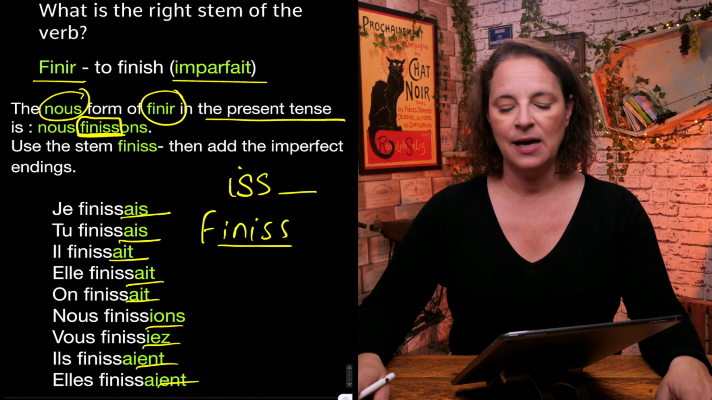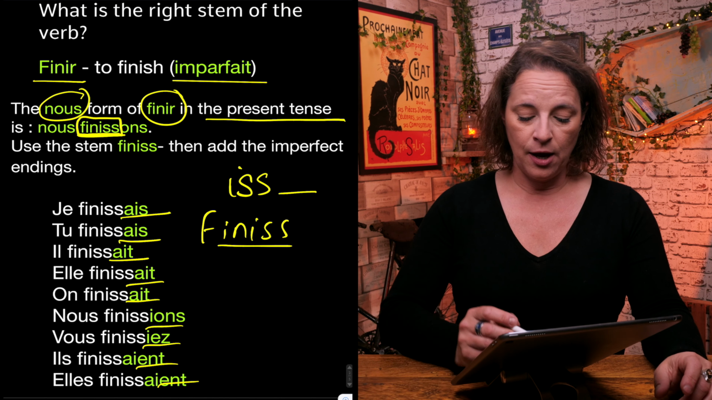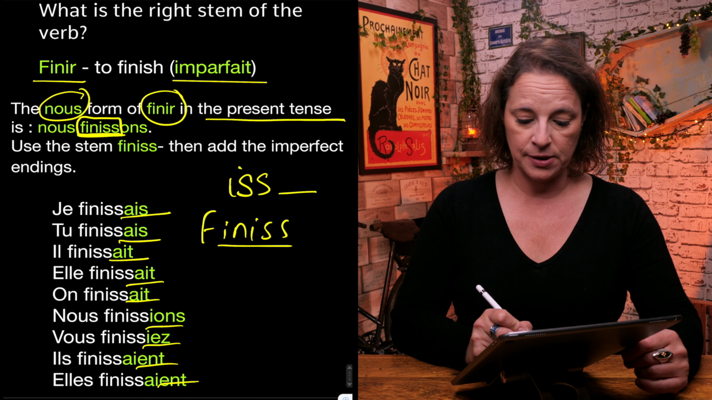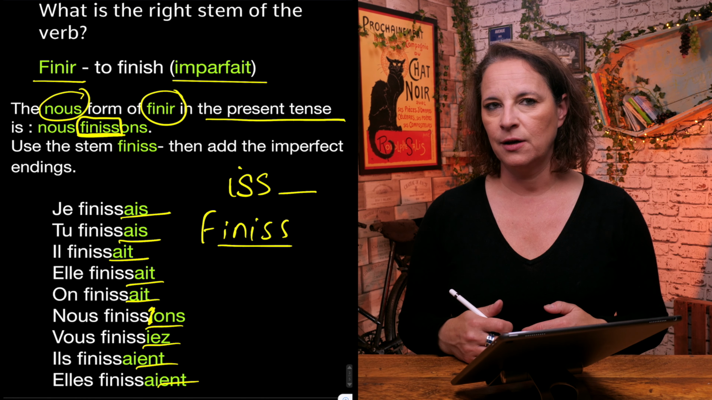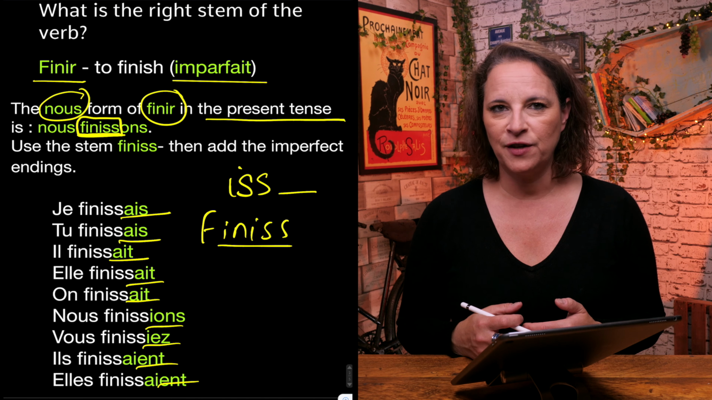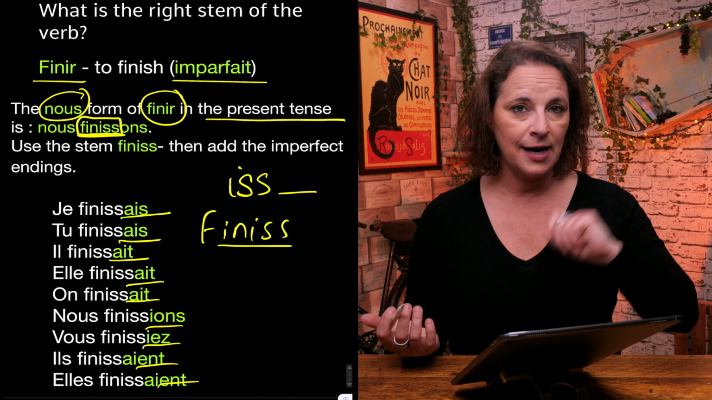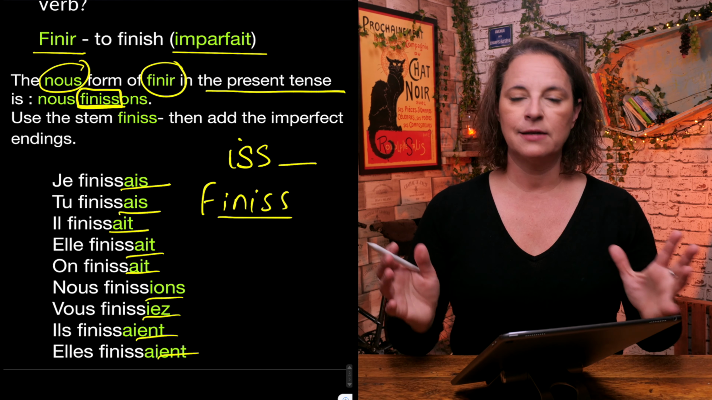Il finissait. Elle finissait. Now, I did mention the ER verb earlier on. If you do not have I here, that makes a present tense. Same for IR. Nous finissons. We are finishing. Nous finissions. We were finishing. Do you see the difference? One letter makes a lot of difference. Okay, so have a look at that.